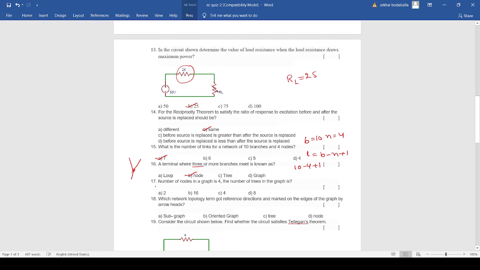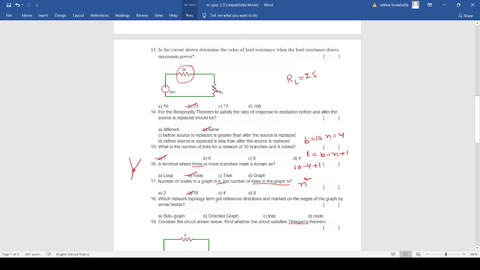Let us go with the 17th one. The number of nodes in a graph is 4. The number of trees in the graph is. So the number of trees in any graph having n nodes will be equal to n square. So 4 square is 16. So if there is a graph having 4 nodes, then there are 16 possible trees for that graph. So the answer is 16, that is option B.